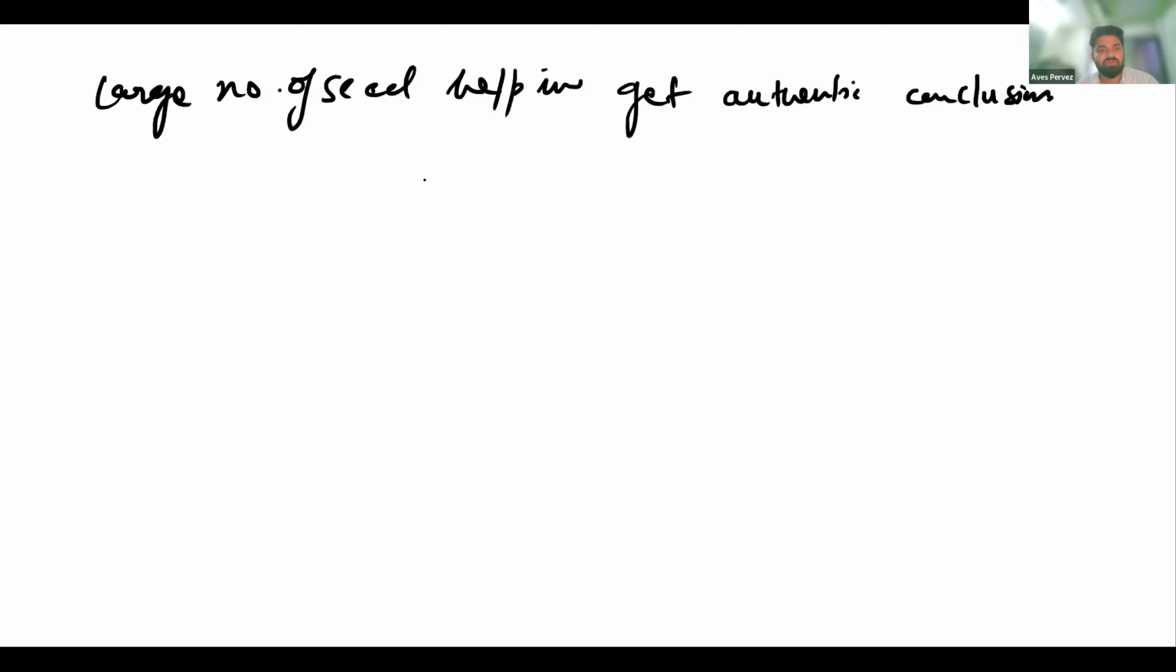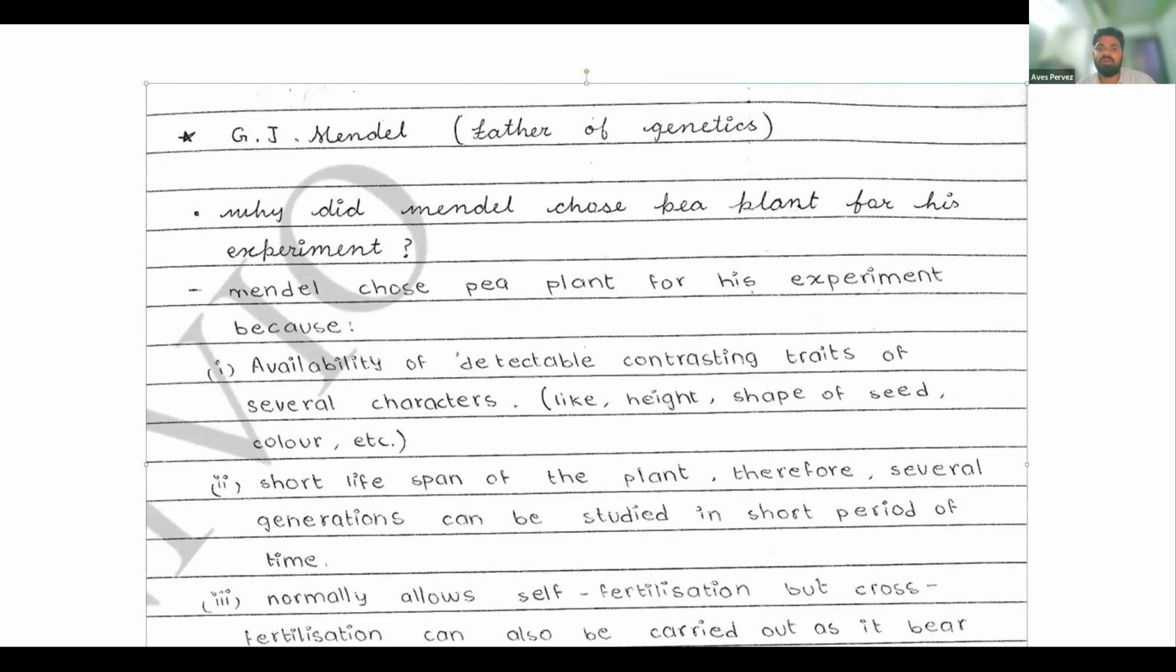So this was it, and the next is, so please note it down: why did Mendel choose the pea plant for his experiment? Wait a minute. I have shared my notes in your group. Okay, so please note this one down. Why did Mendel choose the pea plant for his experiment? Please note it down.